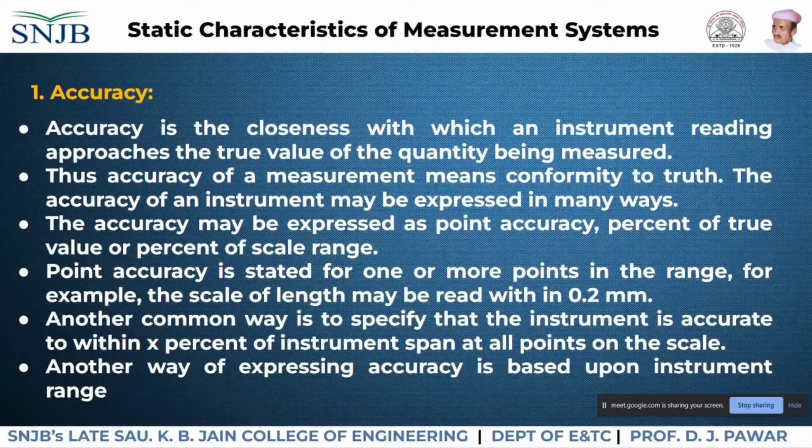The point accuracy is stated for one or more points in the range. For example, the scale of length may be read within 0.2 mm. Similarly, in the example we just saw, the first system gave 4.98, meaning it showed 0.02 liters less, and the second system gave 4.92, meaning it showed 0.08 liters less. This is point accuracy. Another common way is to specify that the instrument is accurate to within X% of instrument span at all points on the scale.